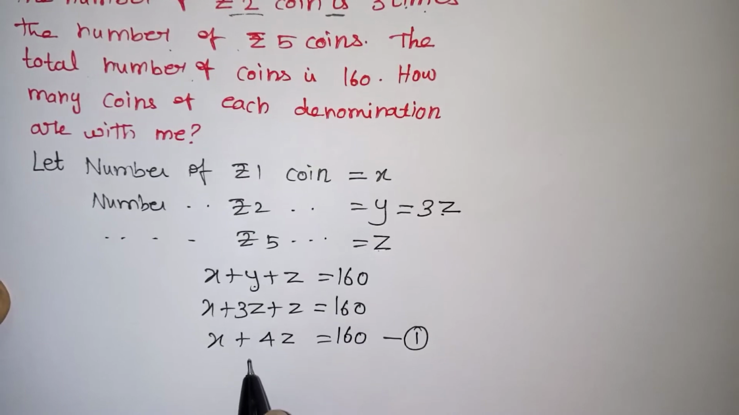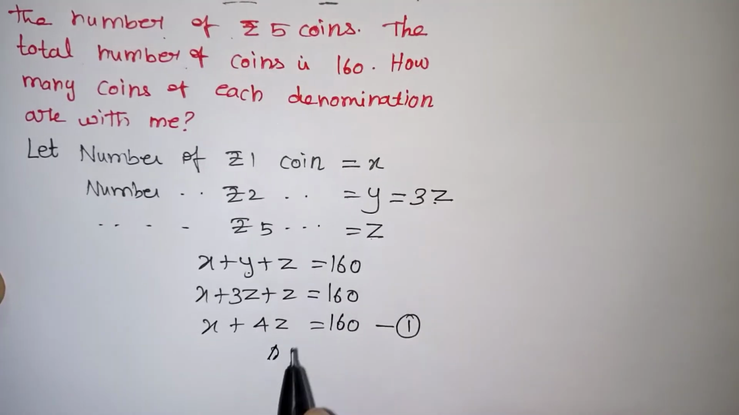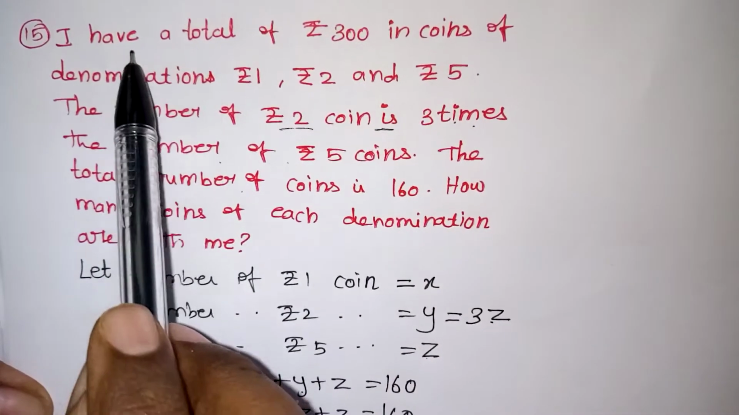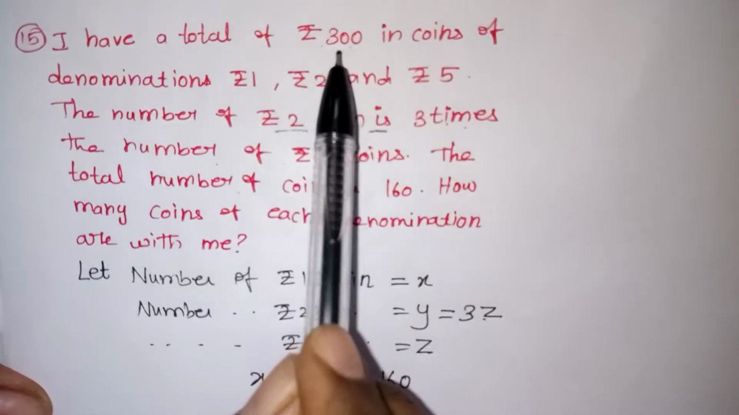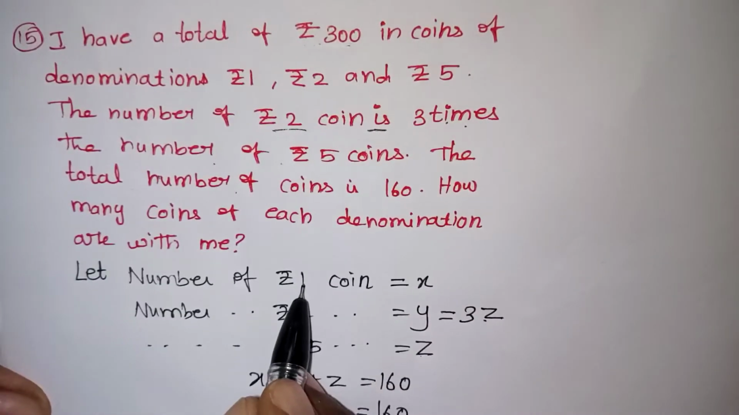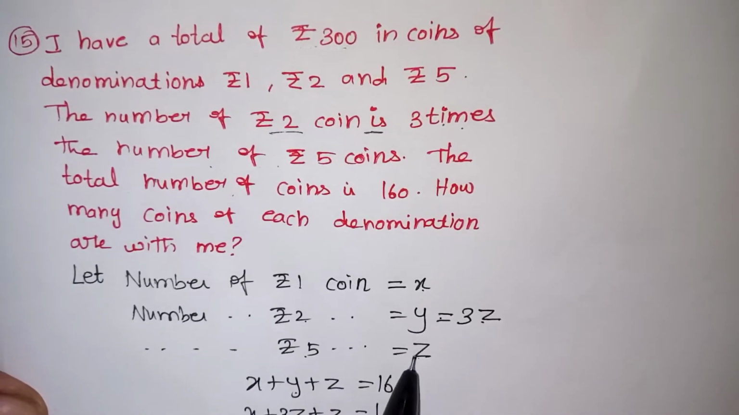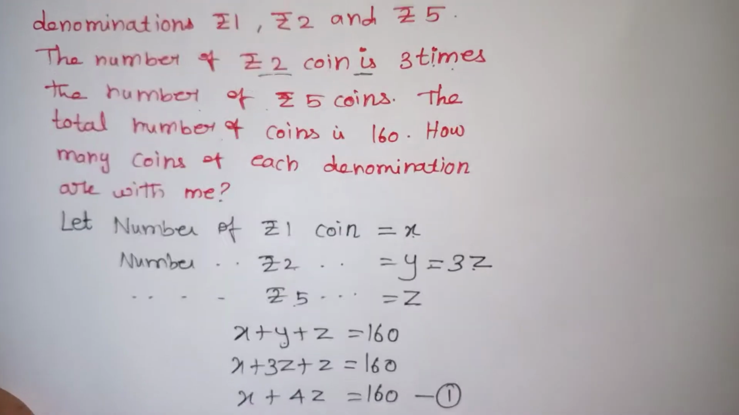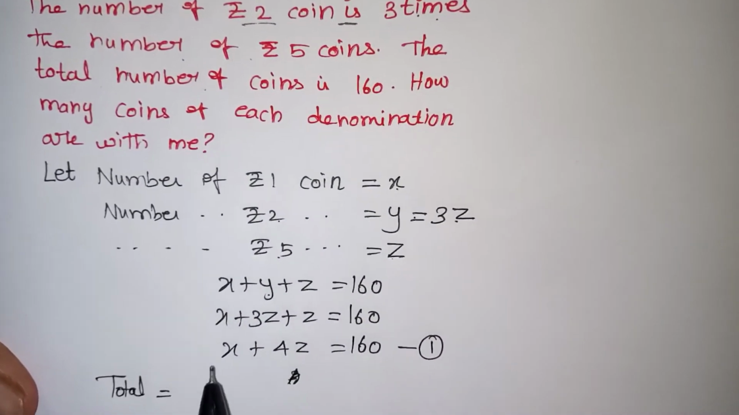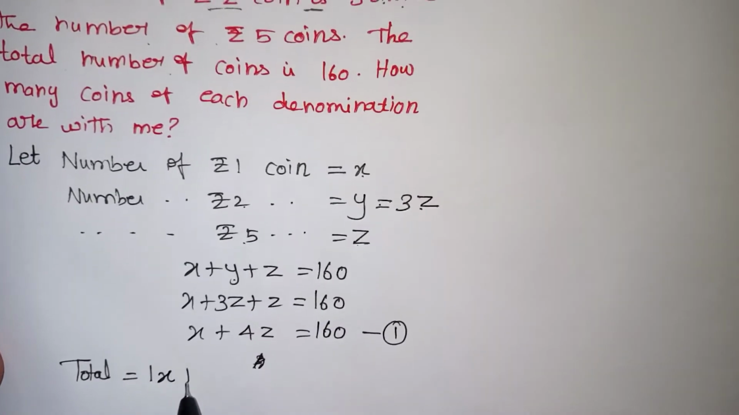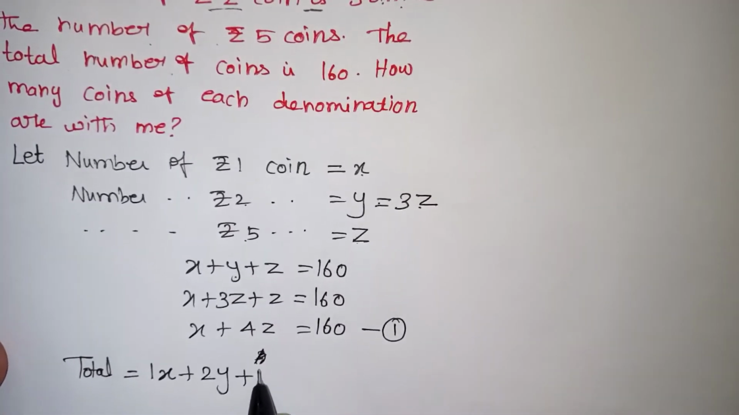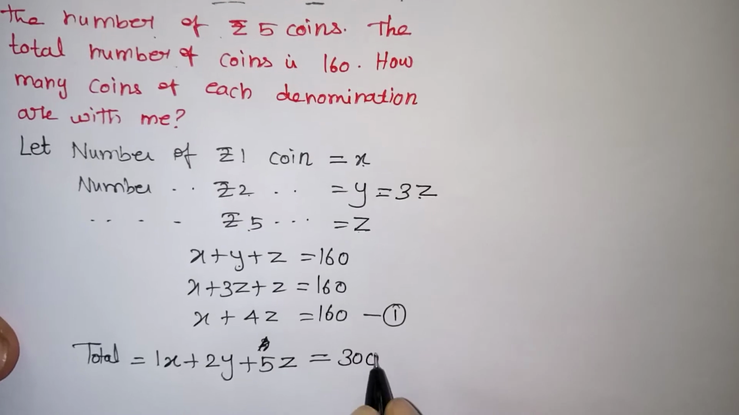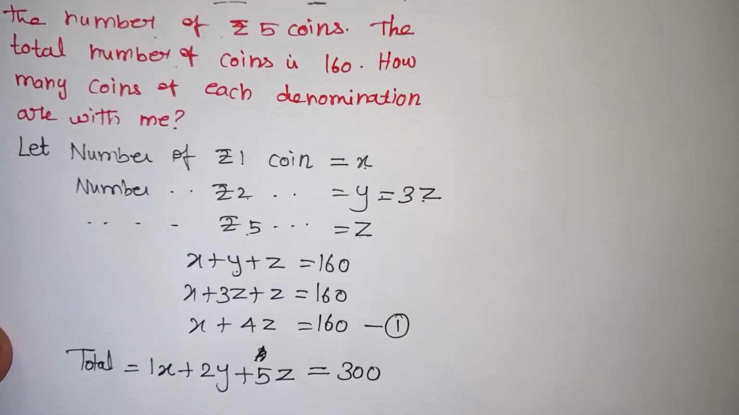From here we can get x, or 4z, that we will do later. Now I have a total of rupees 300. That means the total amount you are having is 300. That means 1 rupee x times, 2 rupee y times, 5 rupee z times. If I add all the total values, that should come to 300, because 300 is the total amount I am having with me.